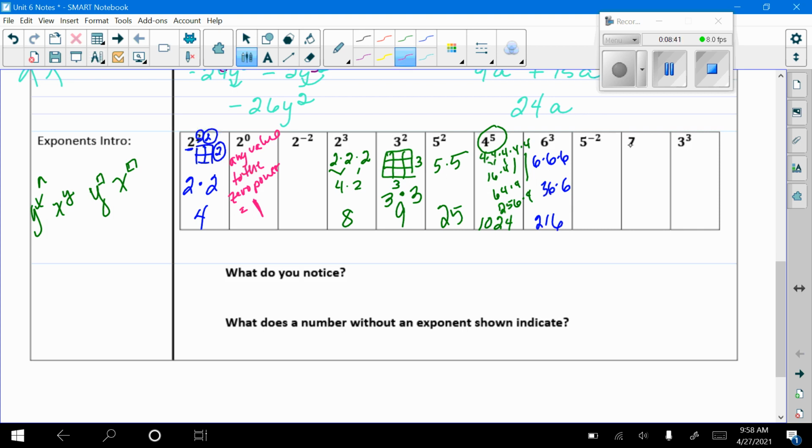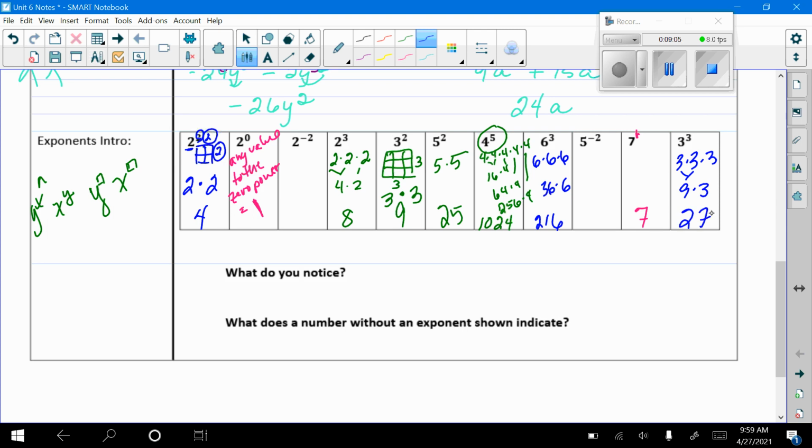Now this one over here is 7. There's no exponent here, so it's understood that it's a 1. So it's actually 7 to the 1st power, or just 7. 3 cubed is going to be 3 times 3 times 3, which means it's 9 times 3, which is 27.